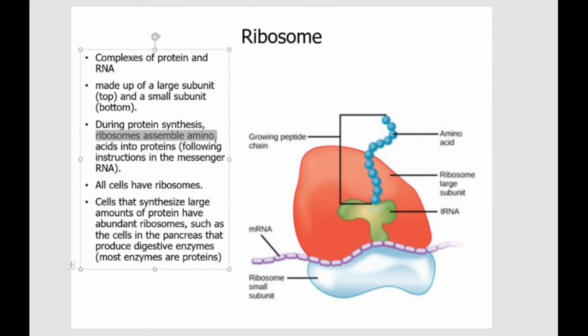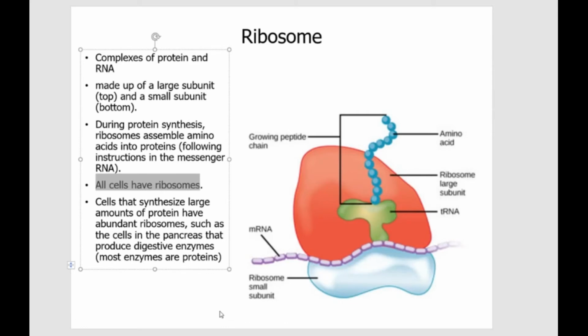Ribosomes synthesize proteins, right? So they will assemble amino acids and put them in a chain-like structure. That's the primary structure, the sequence of amino acids, and eventually these polypeptide chains will become proteins. This is important information. All cells have ribosomes because all cells need proteins to do different functions, so they have to be able to produce proteins.